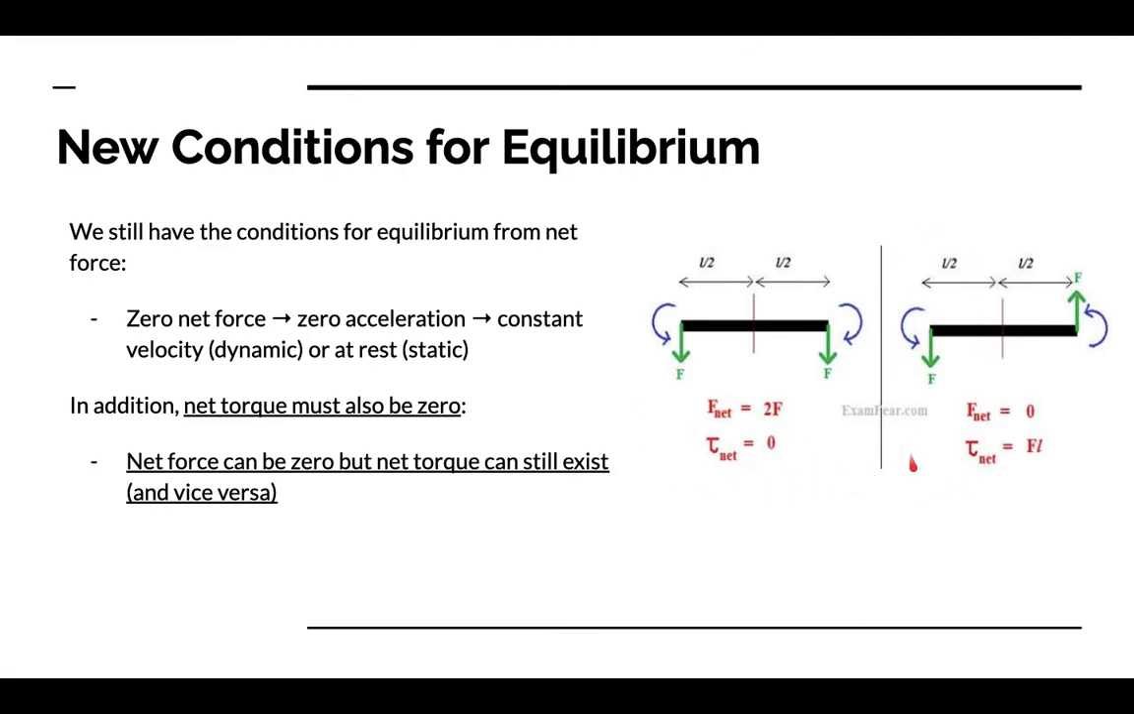In the second case, we're also not in net equilibrium, even though our net force is equal to zero. We have a force of F acting downward and a force of F acting upward, so our net force is equal to zero. However, our net torque is now equal to FL because we have two forces acting in the counterclockwise direction at equal radii, L over 2. So we're going to have F times L over 2 for our torque right here, F times L over 2 for our torque right here. When you add that together, it gives you a net torque of FL.